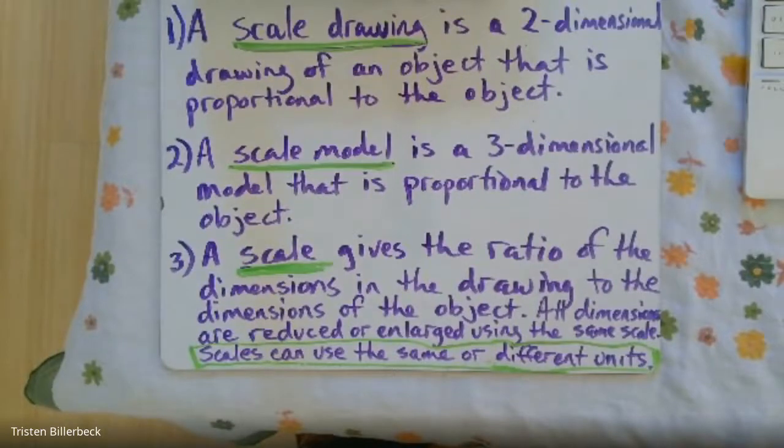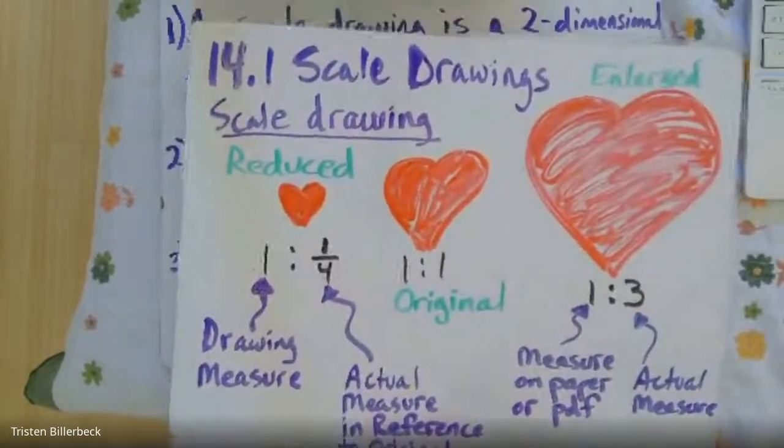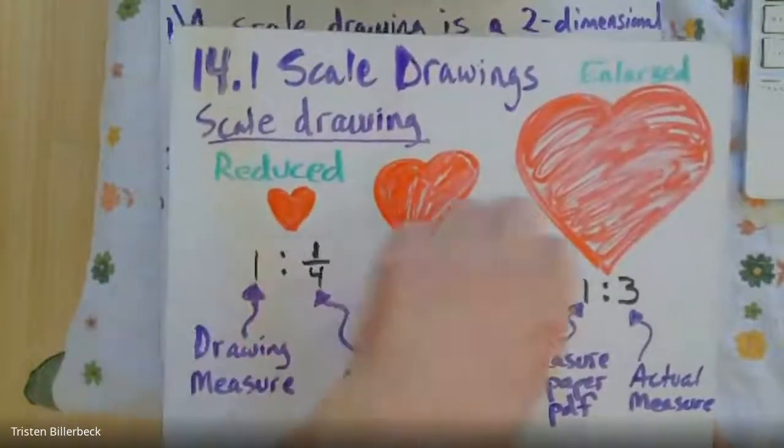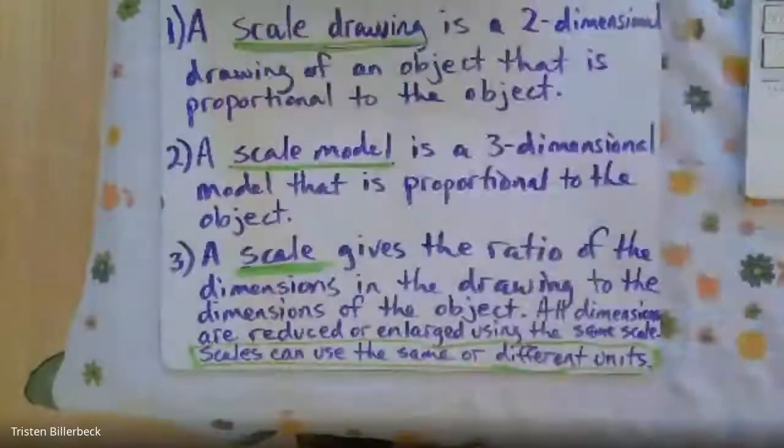Versus a scale drawing is more like this. This is a scale drawing. Well, if it was more to scale, this would be more exact. But these are just scale drawings. So it's a 2-dimensional scale drawing.